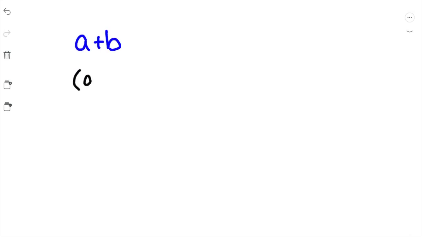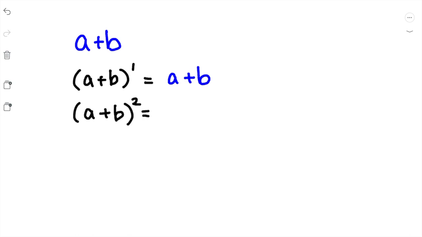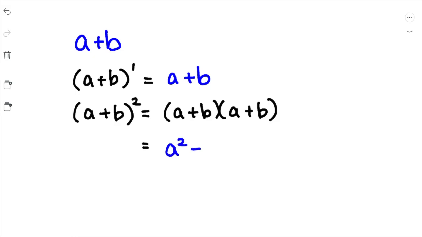If the binomial had an exponent of 1 like this, the answer is still a plus b, obviously. If the binomial had an exponent of 2, well, this just means that we're multiplying this binomial by itself, so a plus b multiplied by a plus b is just a squared plus 2ab plus b squared.